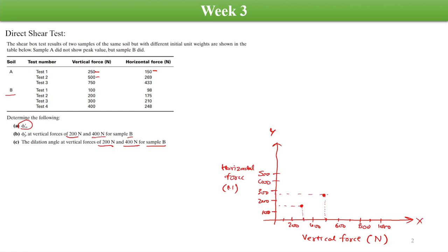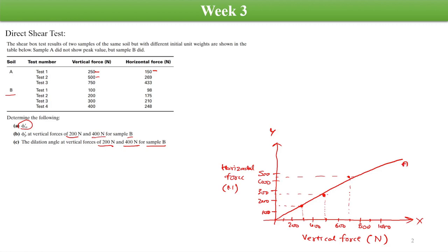And for the third one, the vertical force is 750 and the horizontal force is 433. So that's going to be somewhere here, or maybe a little lower. If we plot these points in Excel, that will be the best practice. Now from the origin, if we best fit a line through these 3 points, we'll see that, as it has been shown, sample A does not show a peak value. This is for soil A.